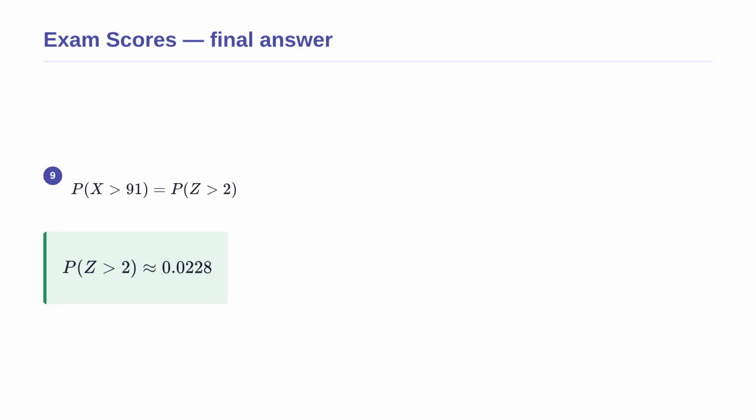0.0228. Converting this to a percentage, there is a 2.28% chance that a randomly selected student will score above 91 marks. This makes perfect physical sense, as scoring 2 full standard deviations above average is quite rare.